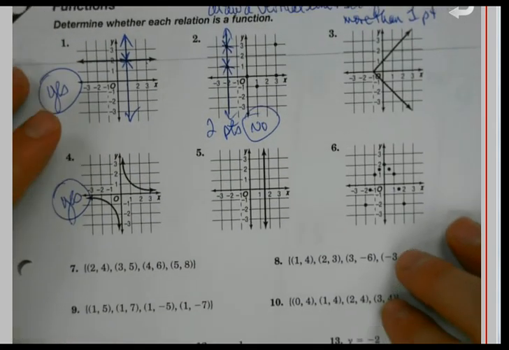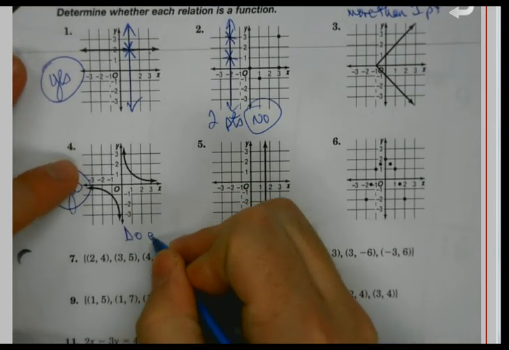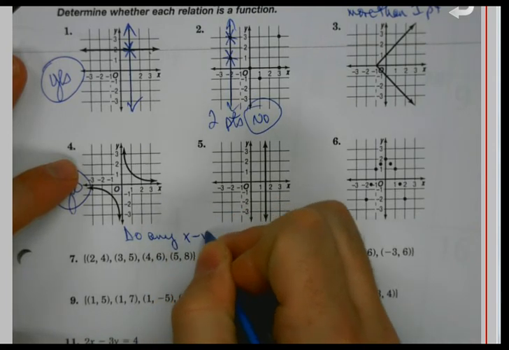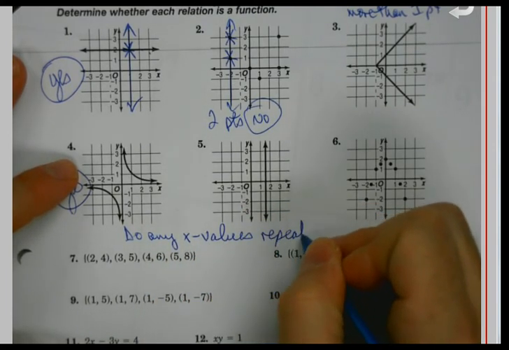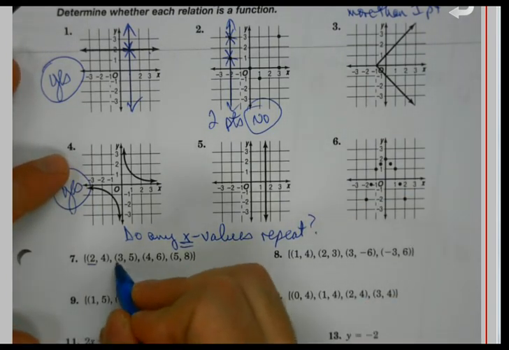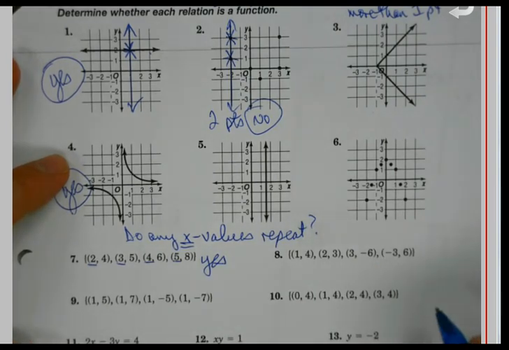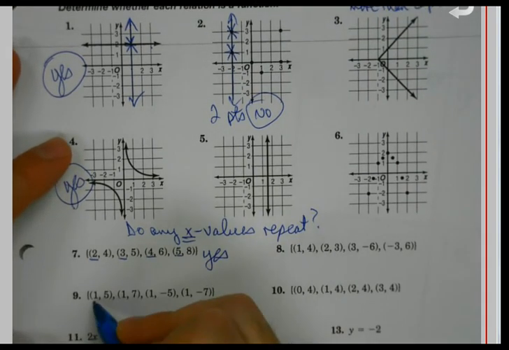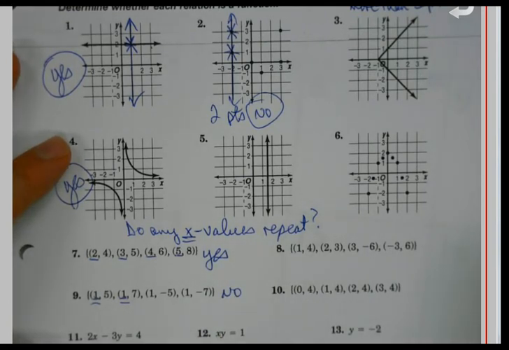If we're figuring it out with numbers, do any x values repeat? Okay, stress on x values. I look at my x's. If they're all different, it's a function. If I start looking at my x and say, oops, those x's are the same, then it's no. Okay? That's all there is to it with the points.